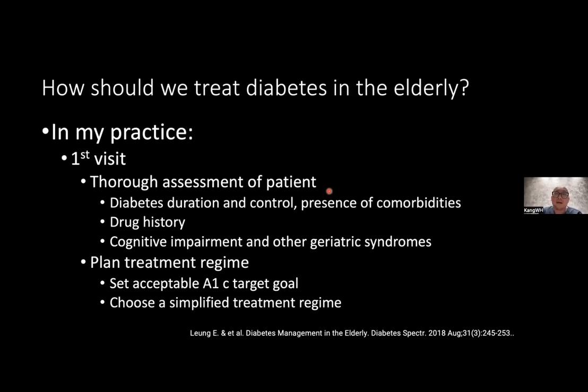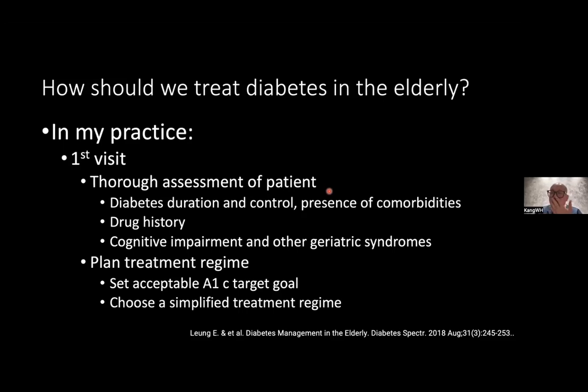So, and then after that, we assess the patient, and then we will need to plan how to treat the patient. So we need to set an acceptable A1C target goal. So for instance, if this patient comes to me with A1C of 14, then my aim will be to reduce the A1C from 14 to at least 10 without causing any hypos, and if possible, go even lower at the next visit. So you might need to go slow and steady without causing any hypos.